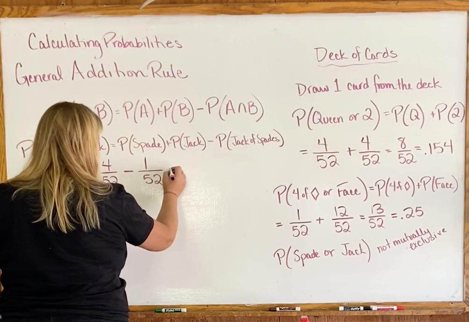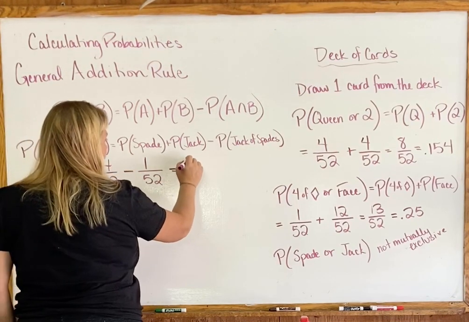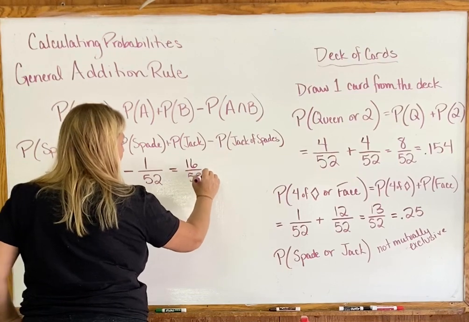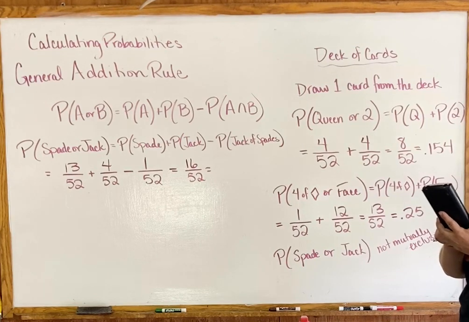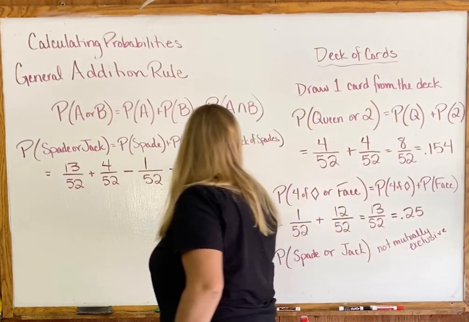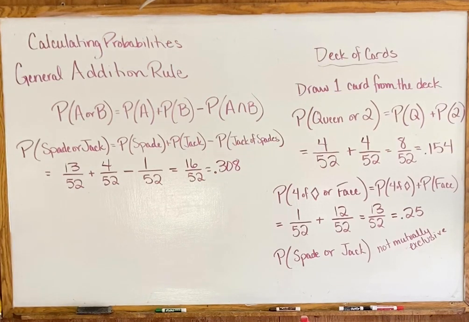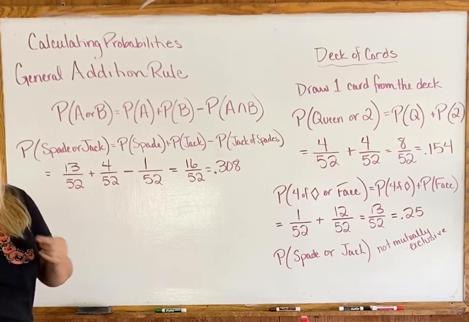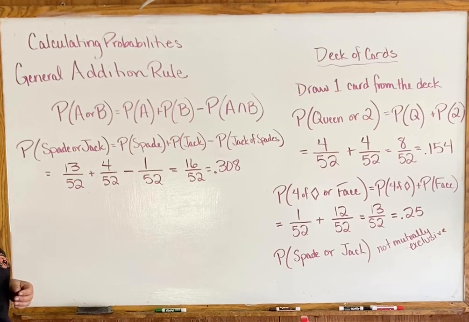So together, 13 plus 4 is 17, minus 1 will give us 16 out of 52, which will put us at 16 divided by 52, or 0.308. So there's a 30.8% chance of getting a spade or a jack. And that requires that subtraction so that the jack of spades doesn't get over-counted in the probability.